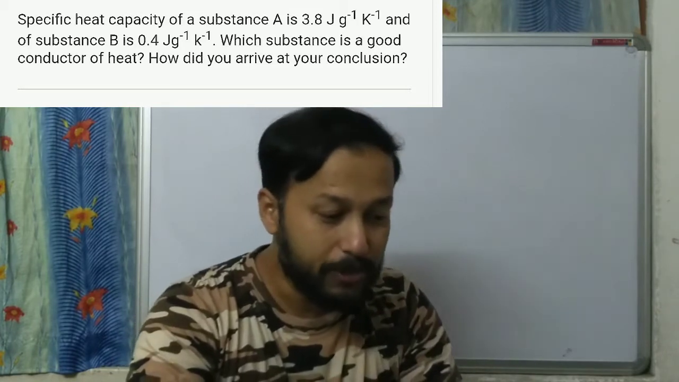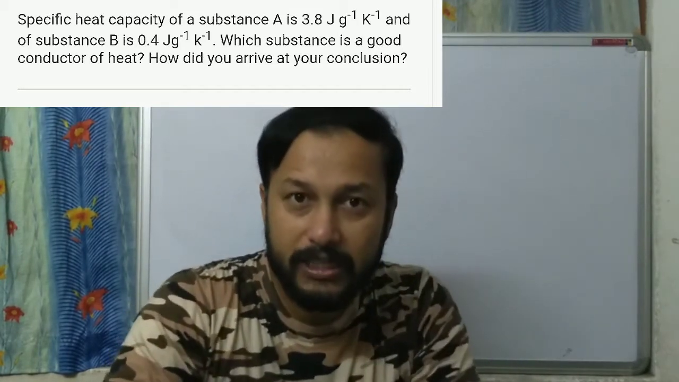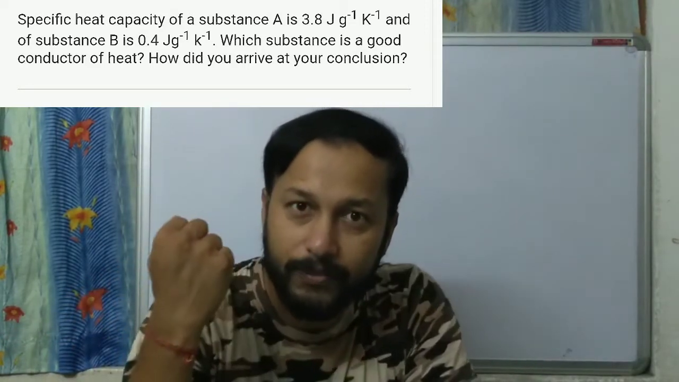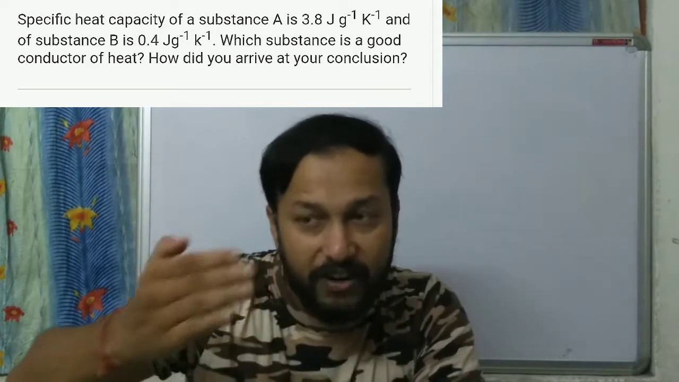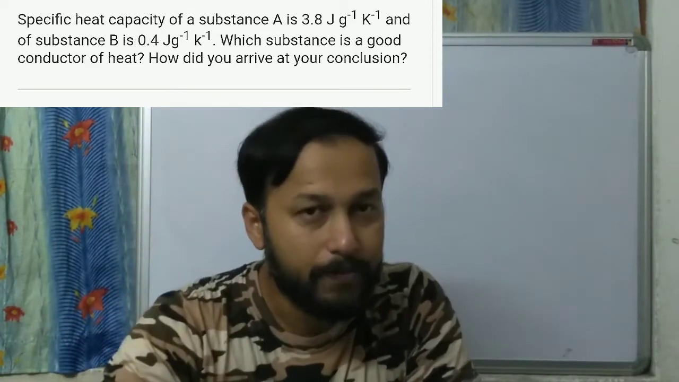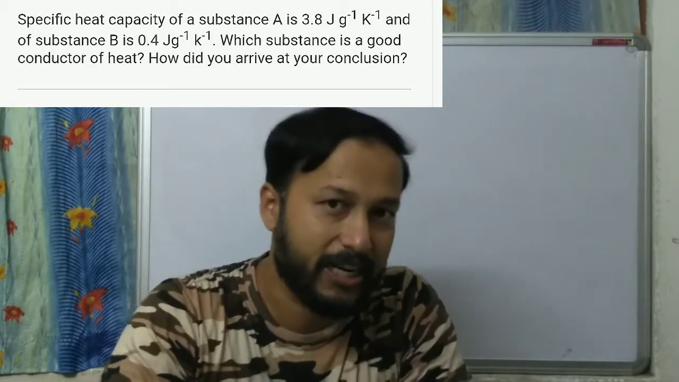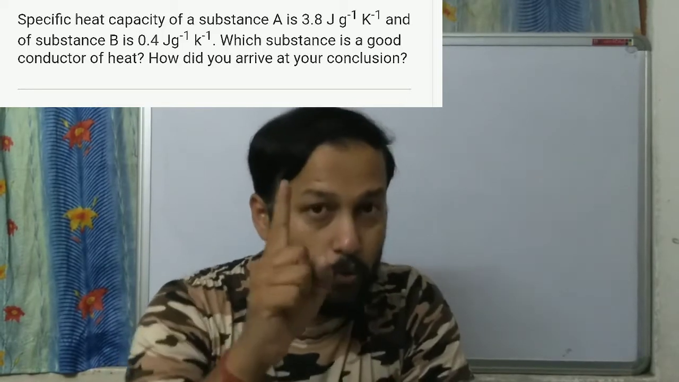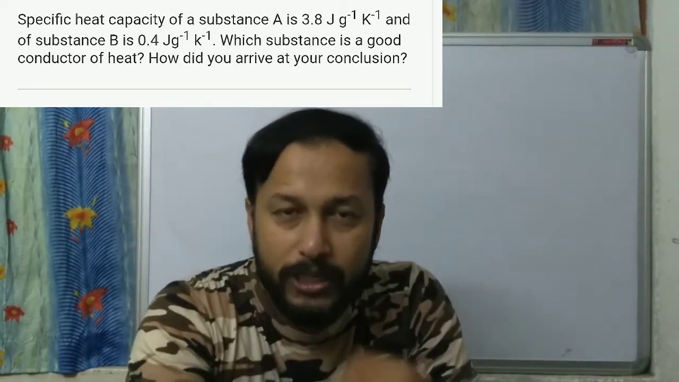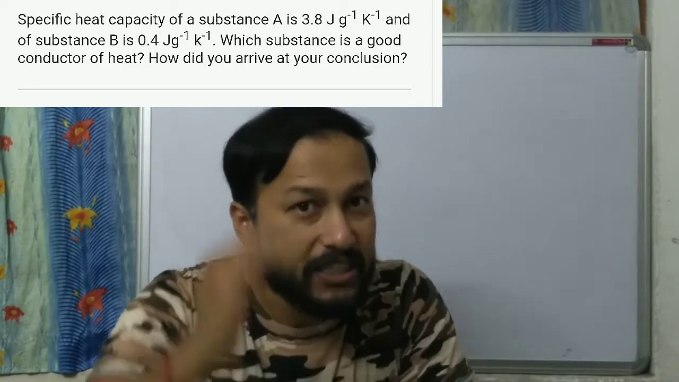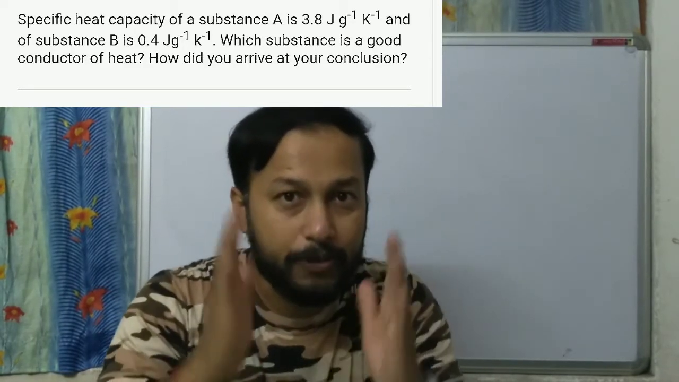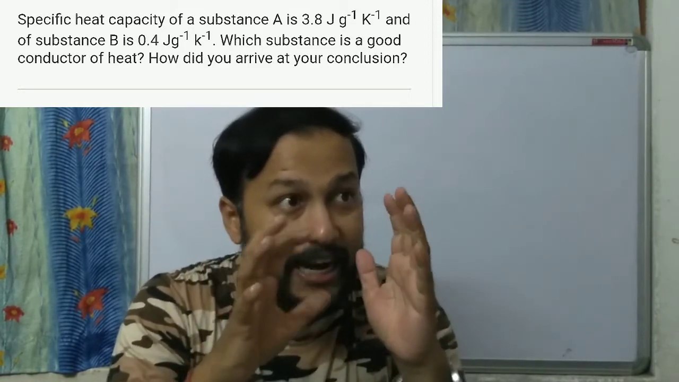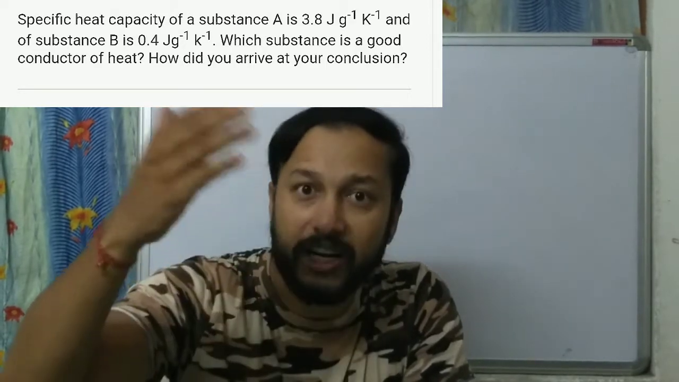Understood? Which substance is a good conductor of heat means through which substance the heat can travel faster. That object is the good conductor here. Now for that we have to see one rule. You have to see whose specific heat capacity is less. The substance with less specific heat capacity will get hot faster.